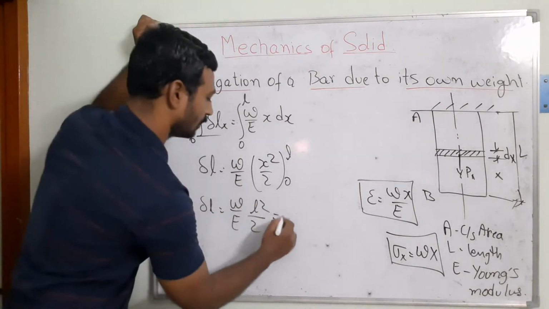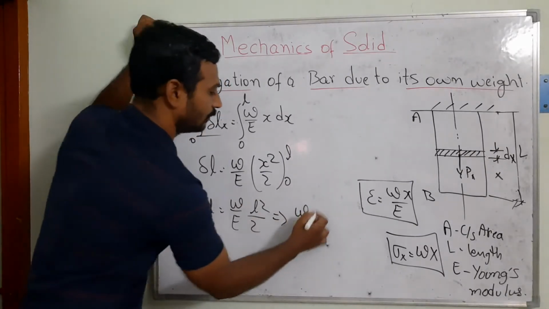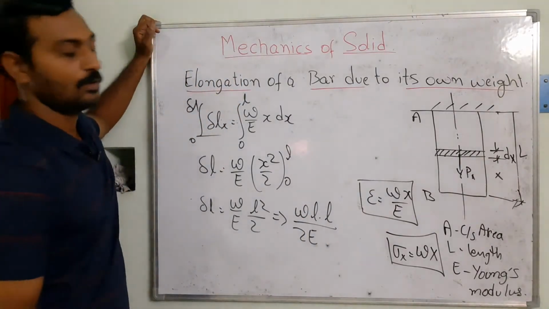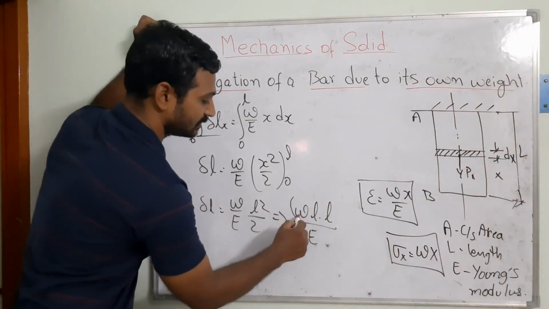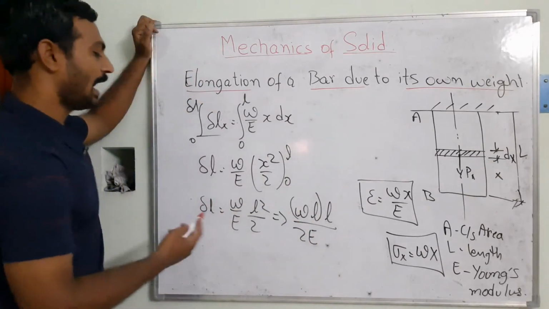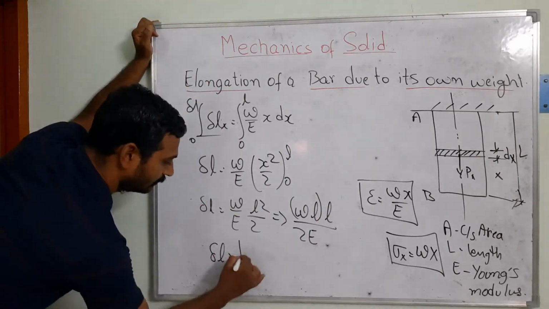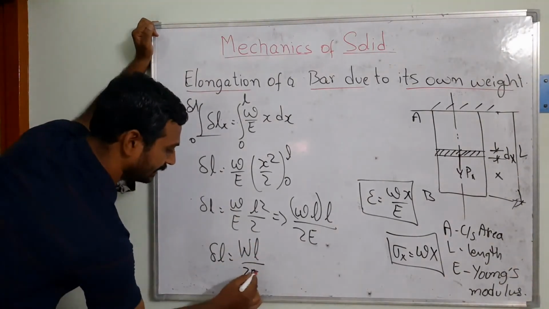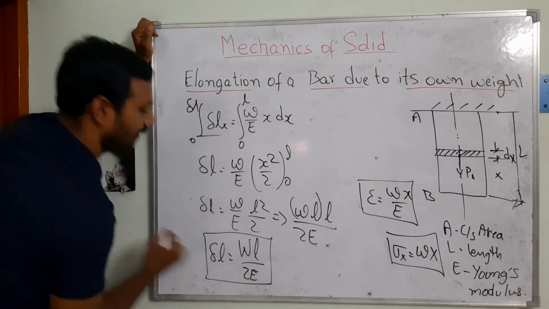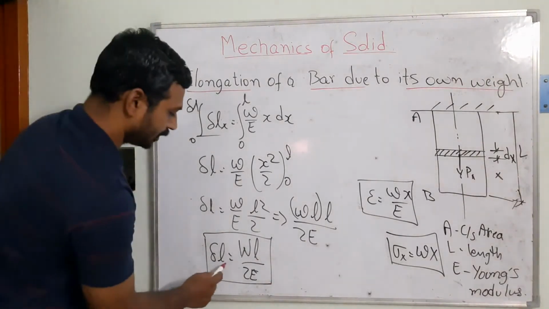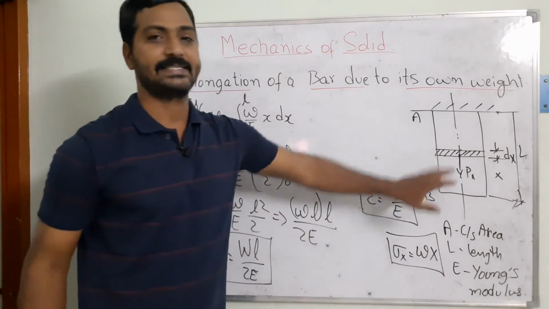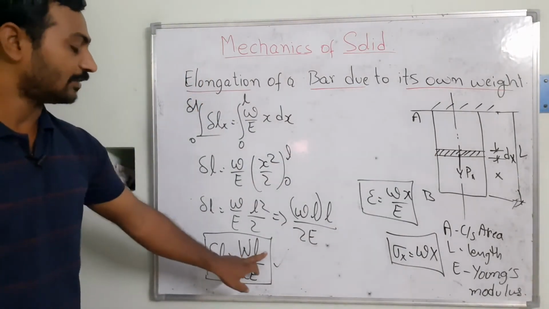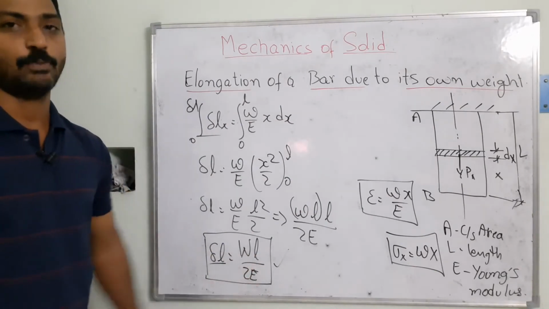And further simplification: specific weight into length of the member divided by 2E. We know that specific weight into the length of the member is the self weight of the system, so del L is equal to the self weight of the system into L by 2E. So this is the way we calculate the elongation of this member due to the self weight. That is the del L we got, right? That is self weight into length of the member divided by 2 into Young's modulus.